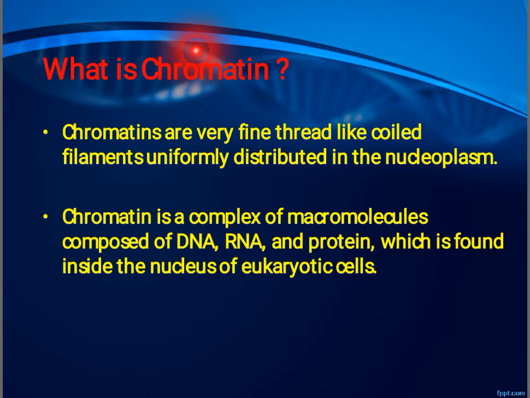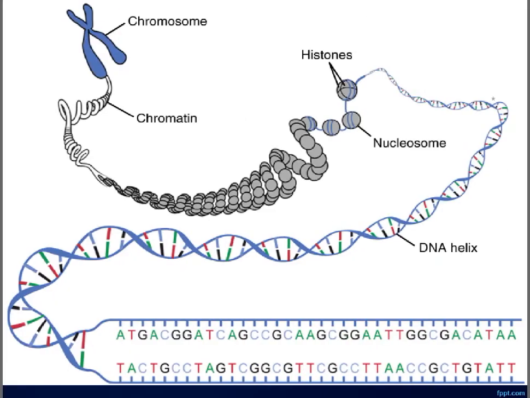Chromatin is a complex of macromolecules composed of DNA, RNA, protein, which is found inside the nucleus of eukaryotic cells. So chromatin is basically composed of DNA, RNA and protein molecule which is found inside the nucleus of eukaryotic cells. Chromatin exists in two forms. Now in the next diagram I will show you chromatin.